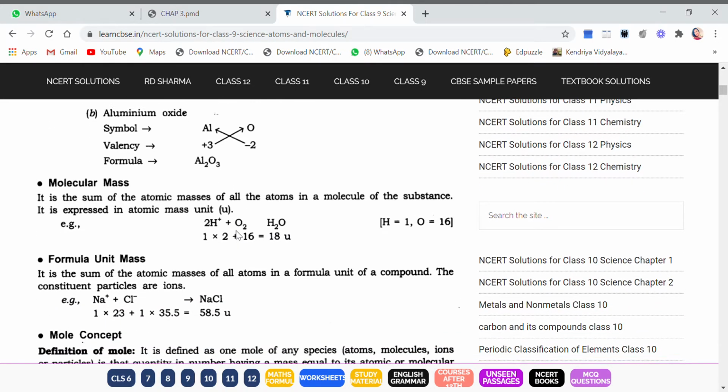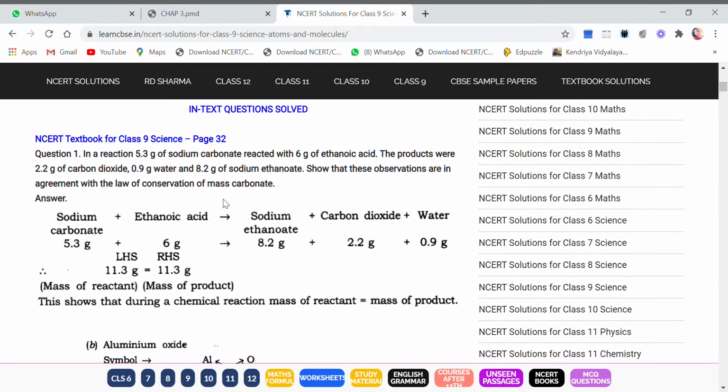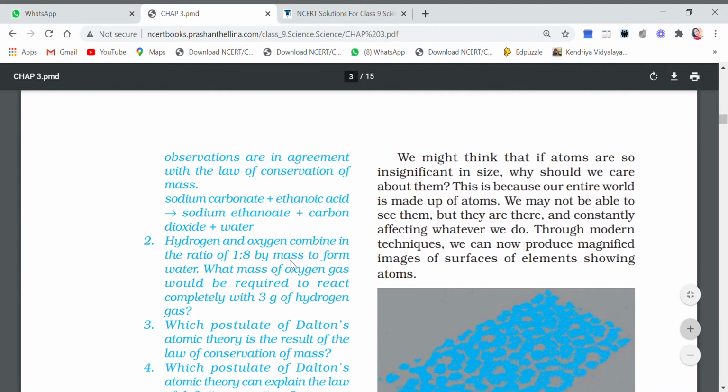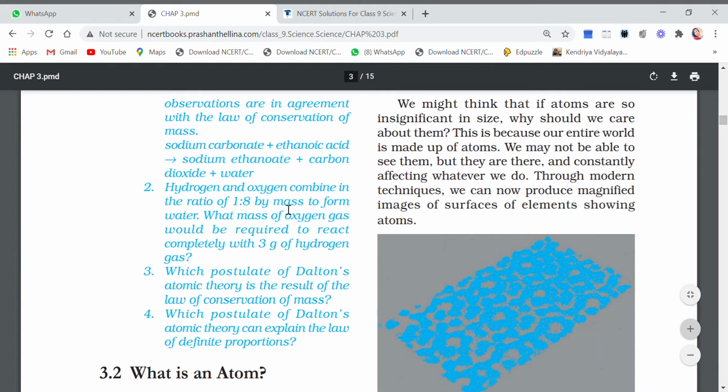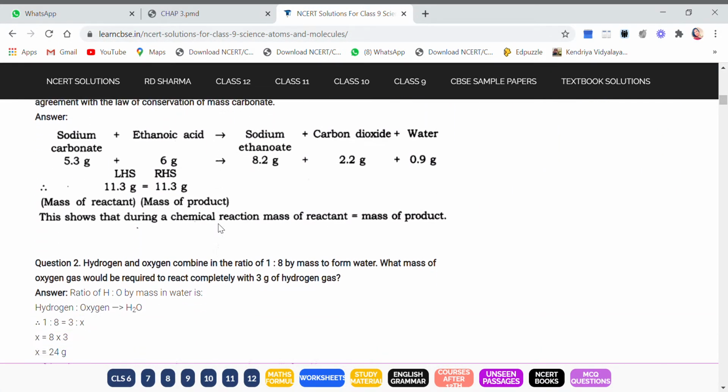Now let me show you here. This was your first in-text question. Then the second question here is, hydrogen and oxygen combine in the ratio of 1:8 by mass to form water. What mass of oxygen gas would be required to react completely with 3 gram of hydrogen? Now this question is representing the second law, that is the law of definite proportions. Okay, so that is the law of definite proportions.